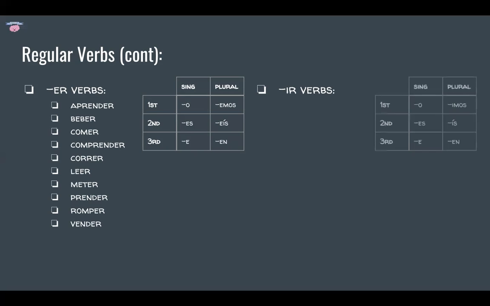And now IR verbs. So they're similar to ER verbs, except some conjugations are different, namely the nosotros and vosotros conjugations. This was emos and éis. This is imos and ís. Make sure you know the difference between these two.